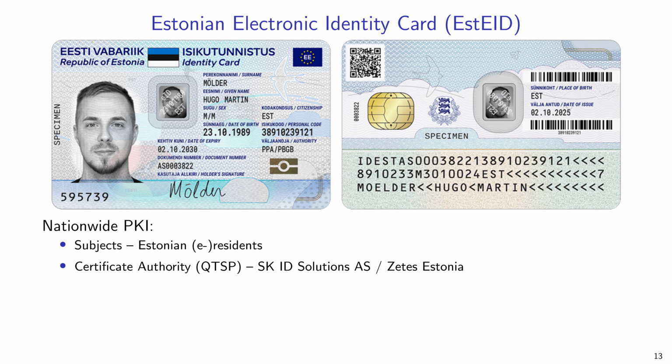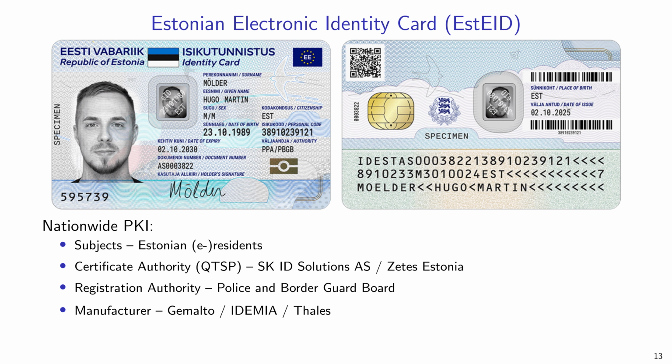The certificate authority, which in eID terminology is a qualified trust service provider, is SK ID Solutions for previous generation cards, but Zetes Estonia for the latest cards. The certificate authority has delegated identity verification to the registration authority, the Police and Border Guard Board. The task of the police employees is to verify that the ID card and certificates are issued to the rightful owner. The manufacturer for the first generation cards was Gemalto, the previous generation cards were manufactured by Idemia, and the latest generation ID cards shown in this picture are manufactured by Thales.